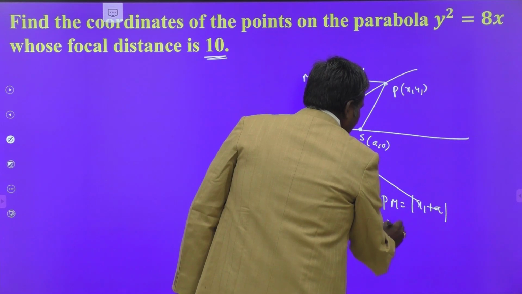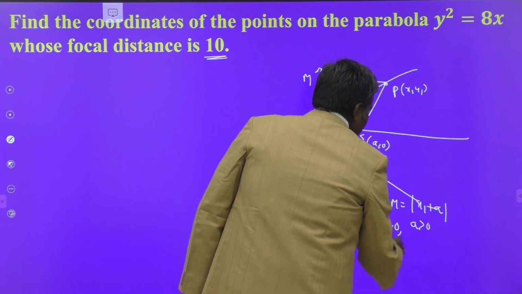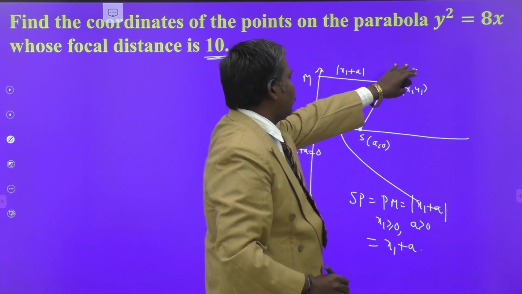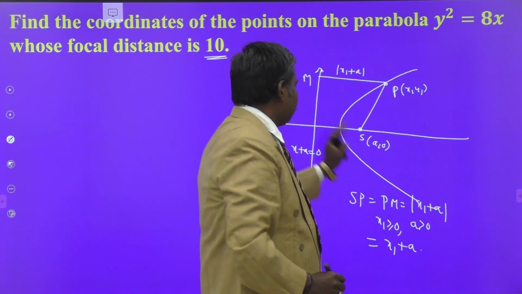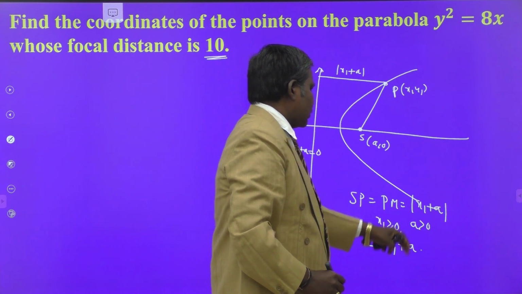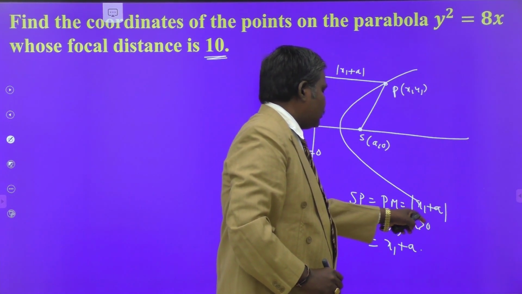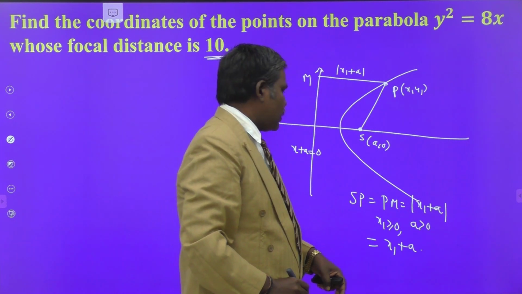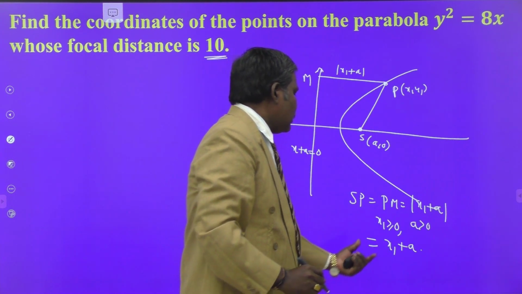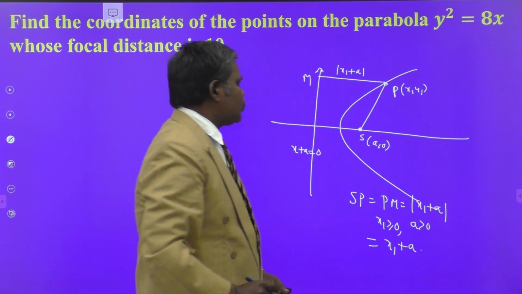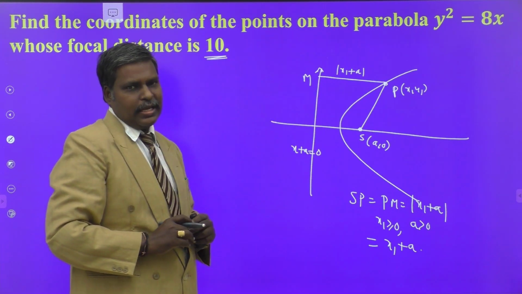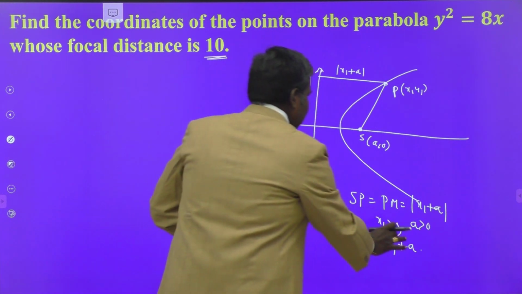Here x1 is greater than or equal to 0 and a is greater than 0. So you take this one as x1 plus a, because for y squared equals 4ax, the entire curve is on the right side of the y-axis. So your x1 is always positive, either in the first quadrant or fourth quadrant. x1 may be positive or 0, and again a is always positive. So x1 plus a is always positive, no need to take the modulus. That is the sense. SP equals x1 plus a is the focal distance for the parabola y squared equals 4ax. Remember. So this is the distance SP.